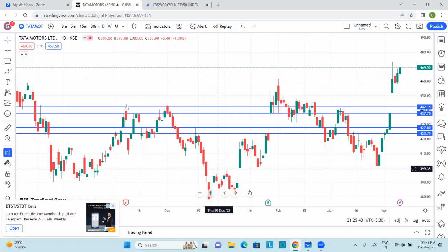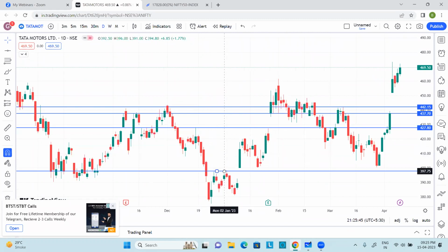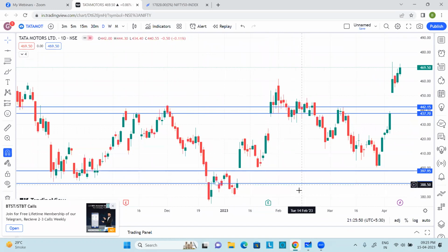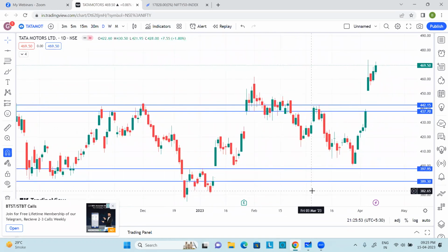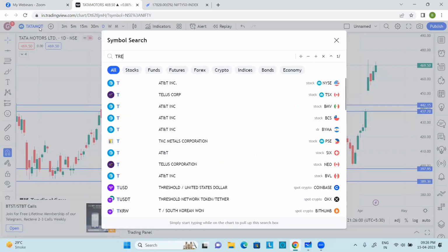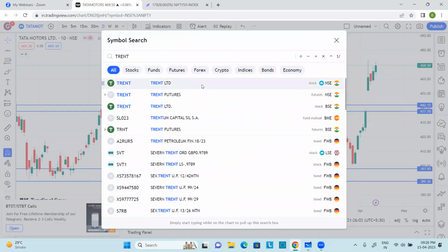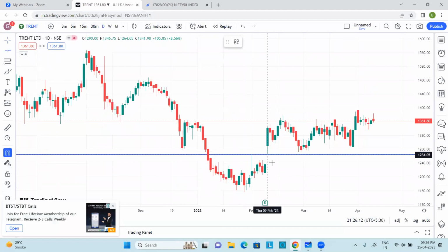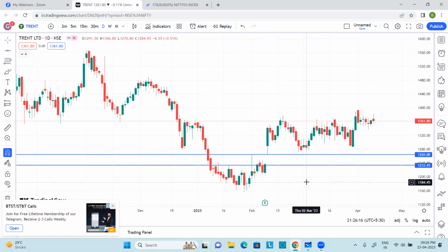And here also there is a breakaway gap. Fantastic breakaway gap. Trend. It is a breakaway gap.